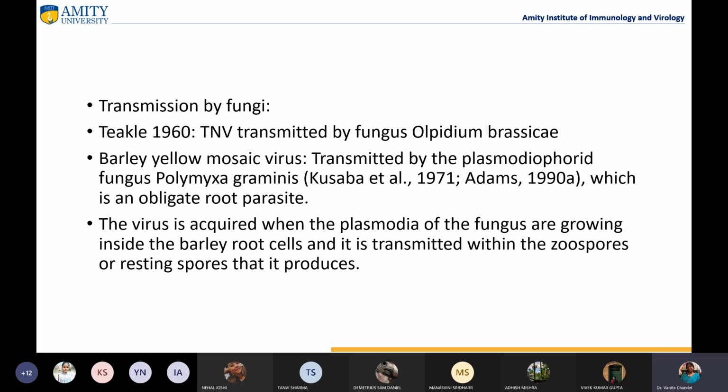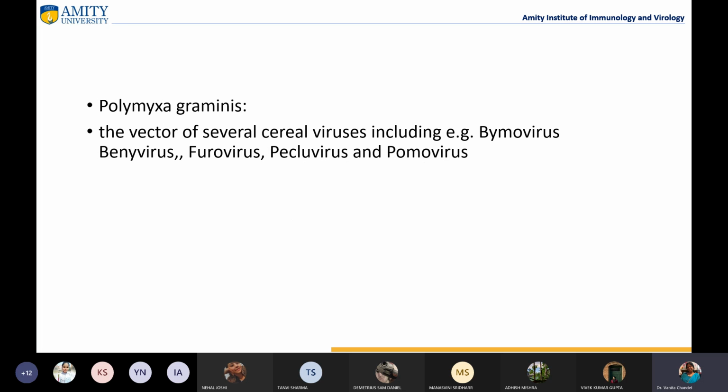Okay, transmission by fungi is not to that extent, but yes, there are some fungi such as Olpidium brassicae, which is a parasite of viruses. Another example is Polymyxa graminis, which also transmits Benyvirus, Bymovirus, or Pomovirus. They are not very important plant viruses, but yes, it is transmitted.